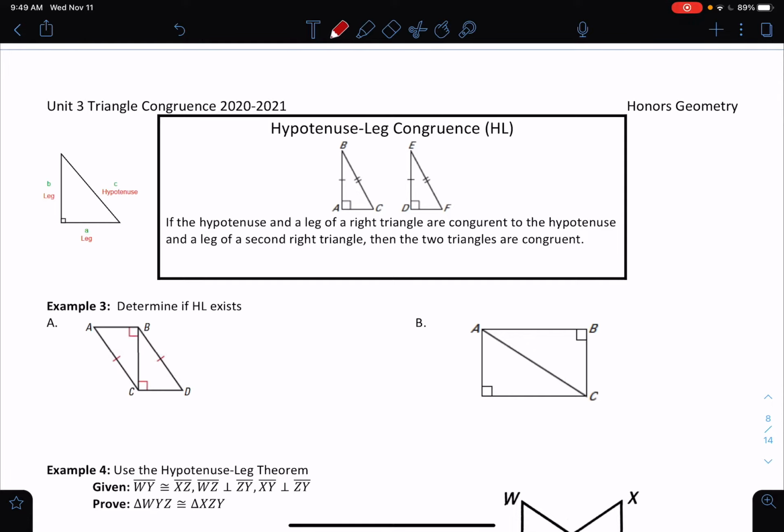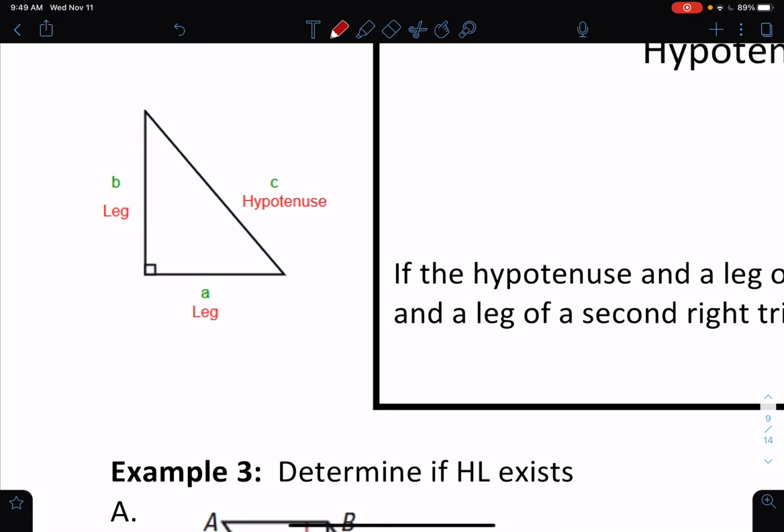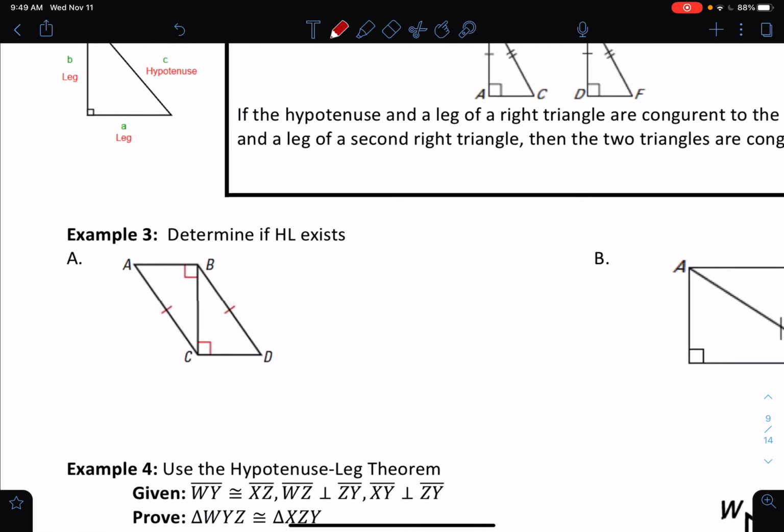All right, and just a reminder, and I'm going to zoom in on this picture, when you're dealing with a right triangle, the side opposite the 90 degrees is your hypotenuse, and then the other two sides adjacent to the 90 degrees are your legs. So this comes from the Pythagorean theorem. This is basically just an extension of side, side, side when we're dealing with right triangles. So determine if hypotenuse leg exists.